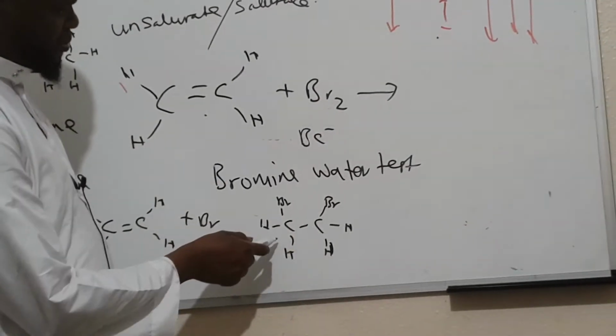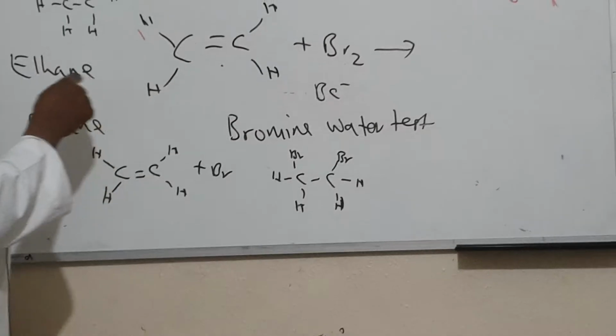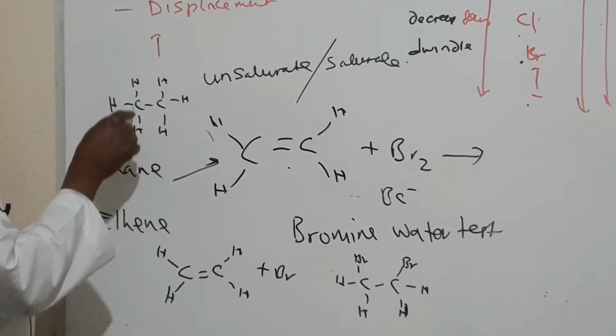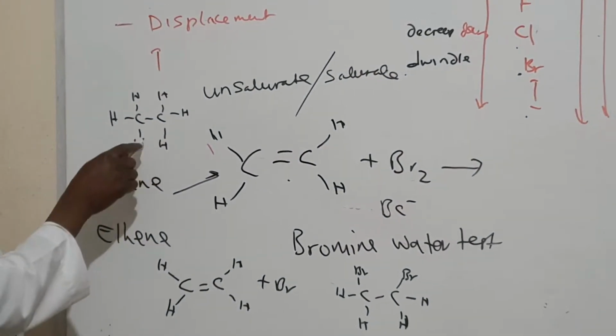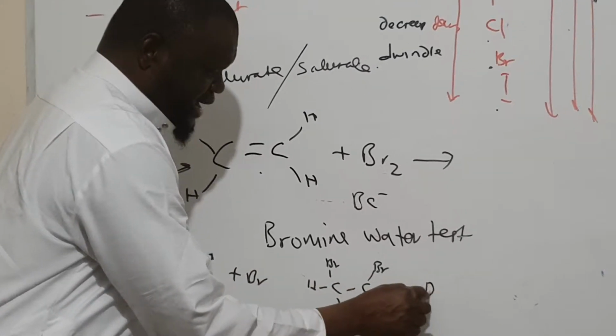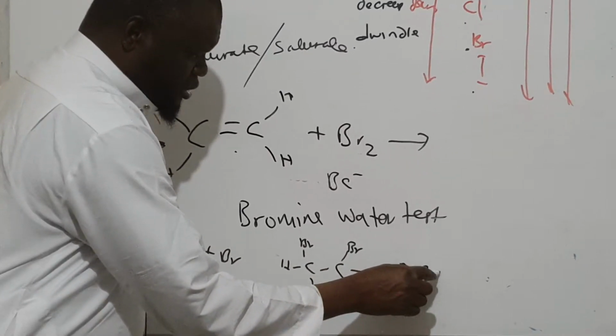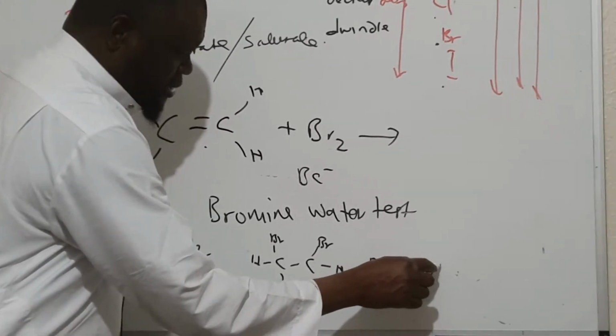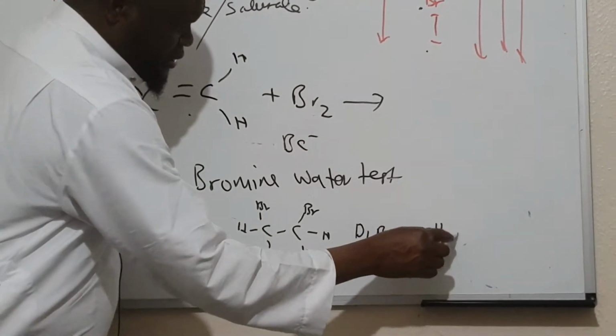The name of this compound, this is ethene. The one with no double bond is called ethane. And the compound formed is called dibromoethane. Dibromoethane.